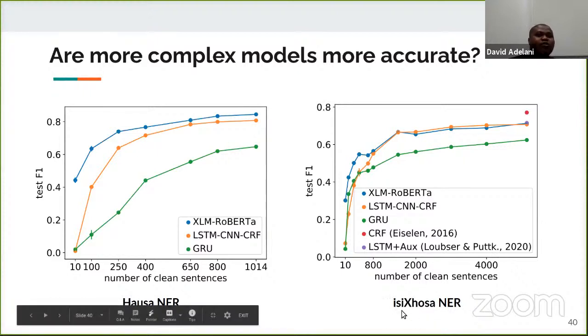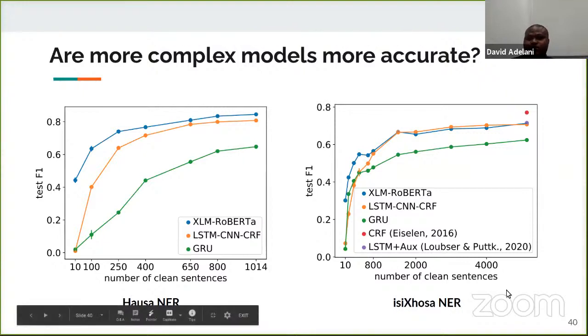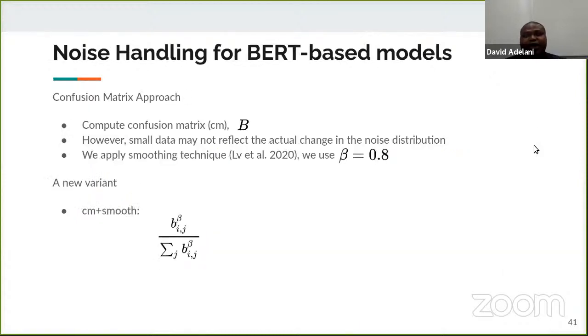Even from the way I wrote isiXhosa here, you sometimes have lowercase before capital letter, and some features are just completely missing. That's what all these neural network models overfit on. And we find that a simple CRF model is better for this language. So we also added a noise handling method for the BERT-based models. We used the confusion matrix to get better performance last time.